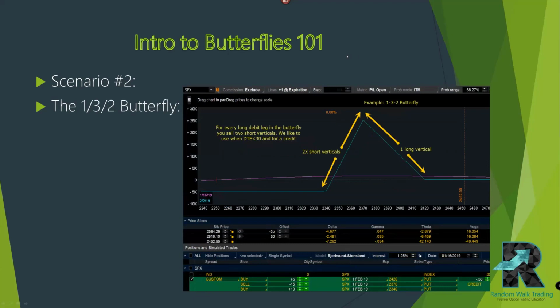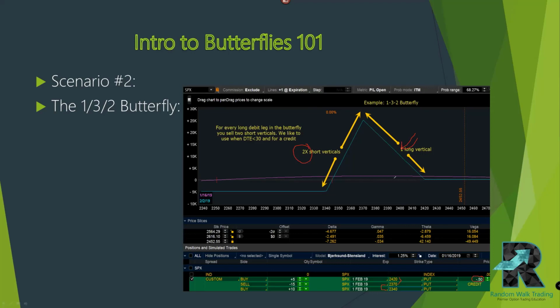The next up we got is what we call a 1-3-2 butterfly. So a 1-3-2 butterfly is different, such that the same 50 points on the long vertical here, but the difference is we're selling twice as many short verticals against it. In this case, the 50 points are long, which is this guy, and then the shorts is basically 30 points. So the distance from 2370 to 2340 is 30 points, times 2 would be basically 60 points. Now, again, I am getting a 50-cent credit.